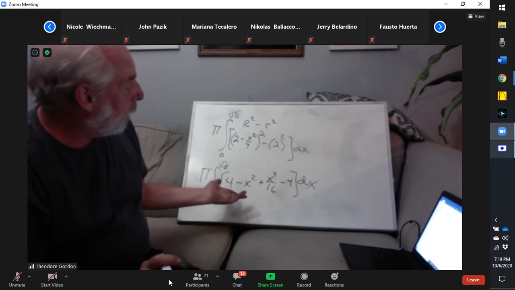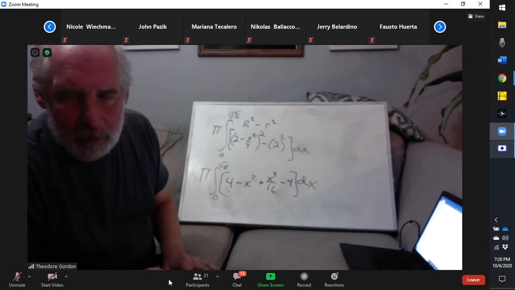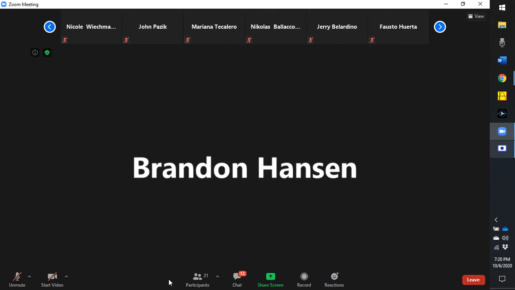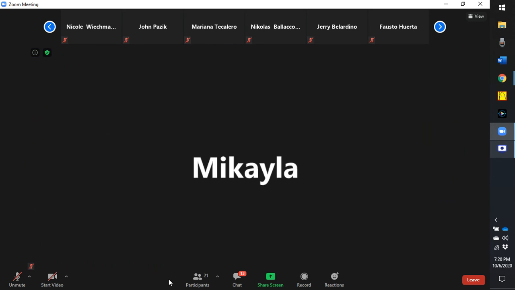Now, I could integrate it just like this, but I could make it easier. What cancels out here? Something cancels out. 4. Yep. Positive 4 and negative 4, they just go away. And that's what we're left with to integrate.